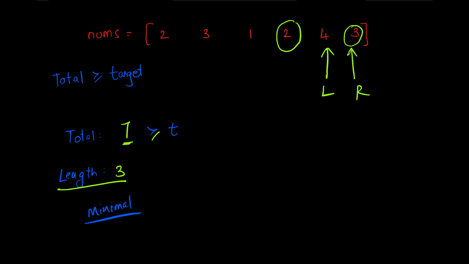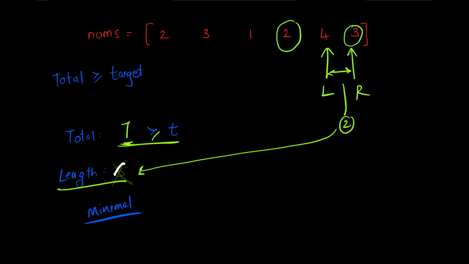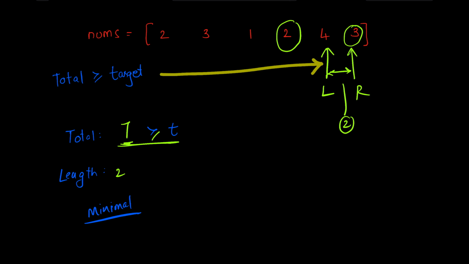Now we'll try to shrink the window by incrementing the left pointer. Now it is pointing at 4 and 3. There are 2 elements and the total is 7 as we remove 2 from the original total. As the length is smaller than the minimum length, we'll replace 3 with 2. As we have iterated through all of the combinations in the given input array, we'll jump out of the loop and return length as our output.